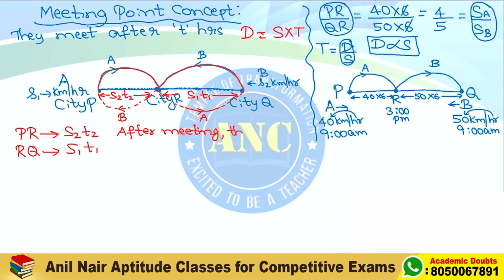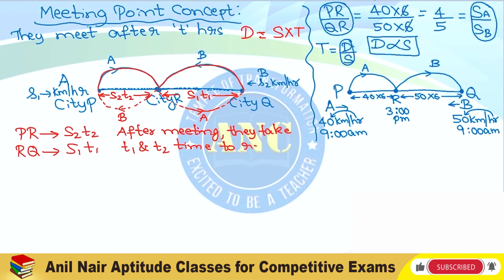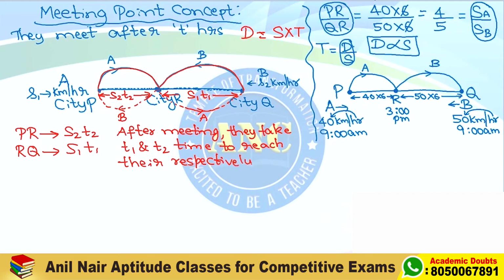After meeting, they both will take T1 and T2 hours time to reach their respective destinations. I hope you are very clear with this. T1 and T2 are the time frames taken by the two people A and B to reach their respective destinations after meeting. That is very important. The most important word is "after meeting." I hope till here it is very clear.